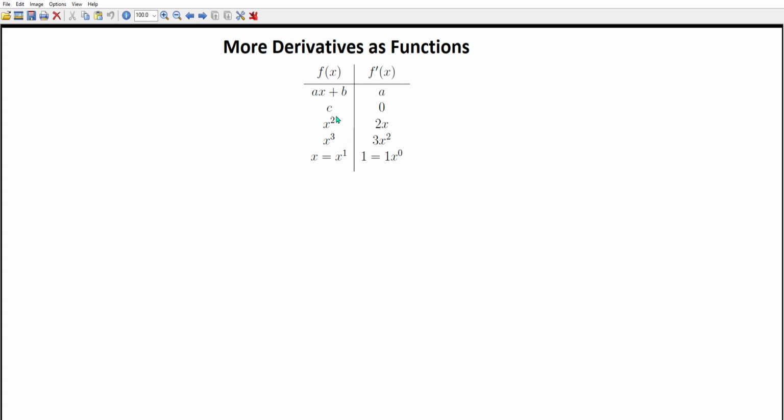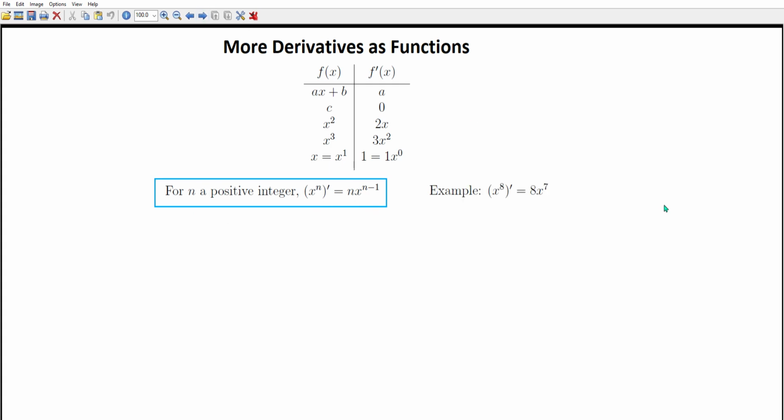What about exponents? X cubed, x squared, x to the first, x to the 0. So what happens is the derivative of x to this power, the power pops down and becomes the coefficient, and the power of the derivative drops by 1. If n is a positive integer, the derivative of x to the n is nx to the n minus 1. So for example, the derivative of x to the 8th is going to be 8 from here, x to the 7, where 7 is 8 minus 1.